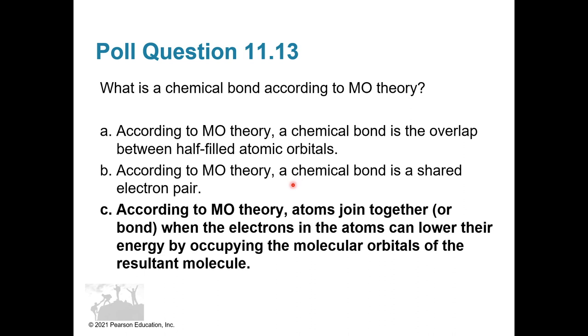Letter B talks about the chemical bond being a shared electron pair. Okay, so those are our electron groups, one of the electron groups. So that is Lewis bonding theory. So if I were you, I would just take out a piece of paper, draw out a table showing the differences and the similarities of these three bonding theories.